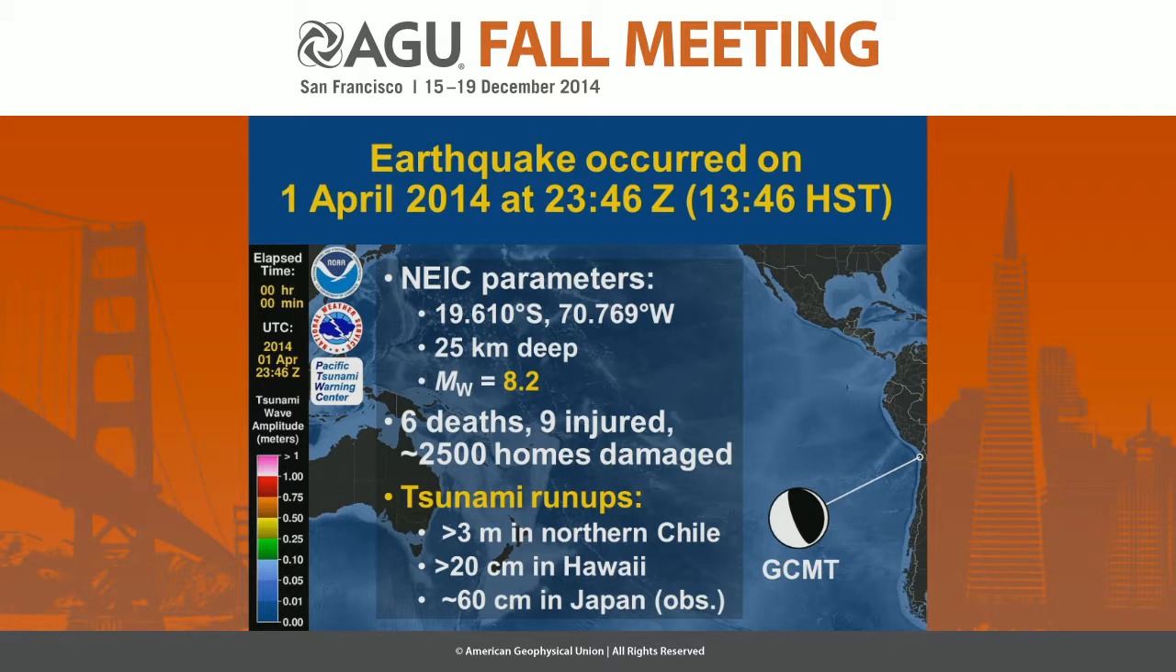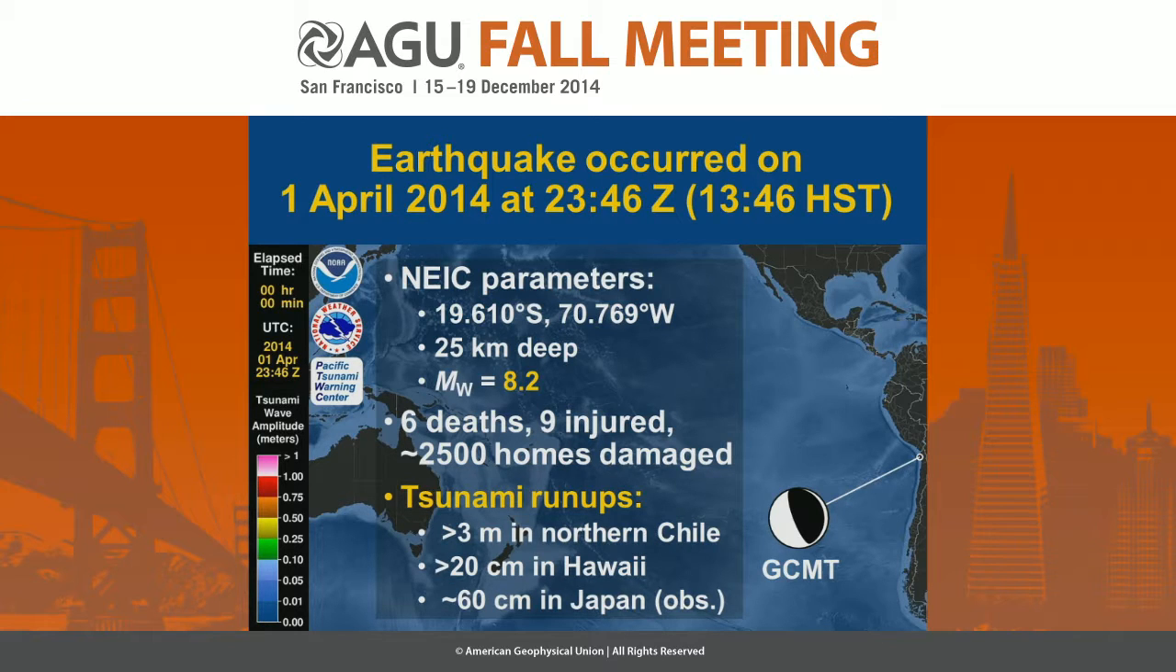So this is just what we know about the earthquake after the event. These are sort of the official parameters. This is the NEIC parameter, so it was a magnitude 8.2. It was shallow, 25 kilometers. You see the global centroid moment tensor there. So it shows that it's a shallow thrust, basically the worst kind to make a tsunami. And it did, in fact, make a dangerous tsunami in the near field.